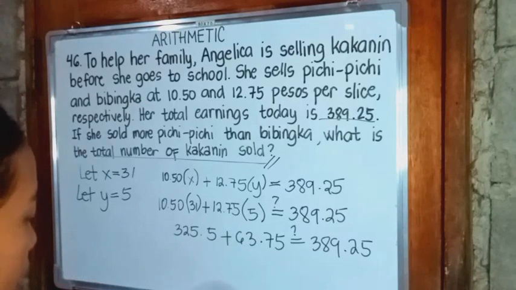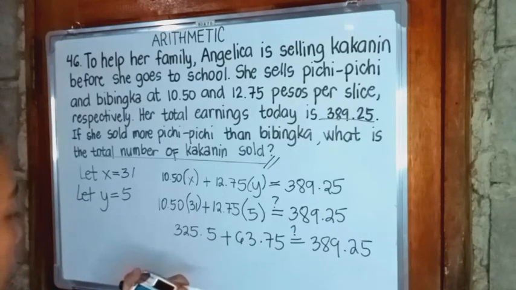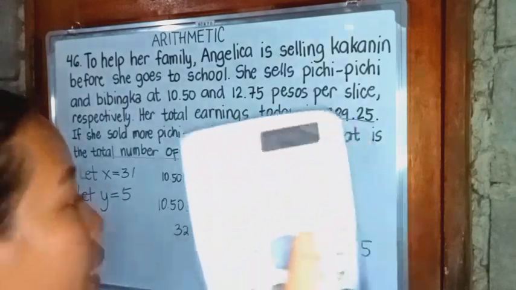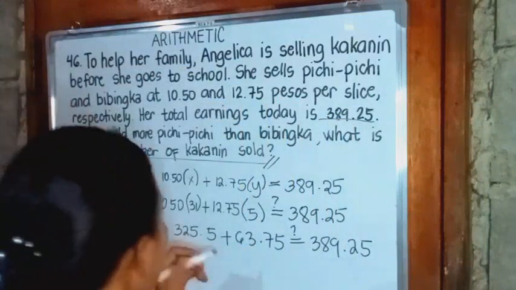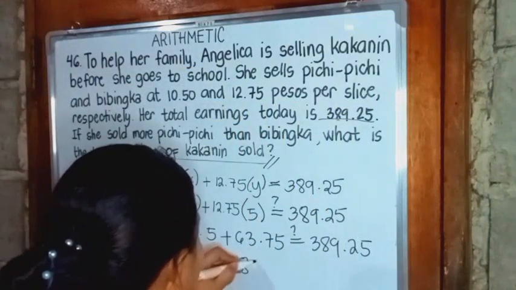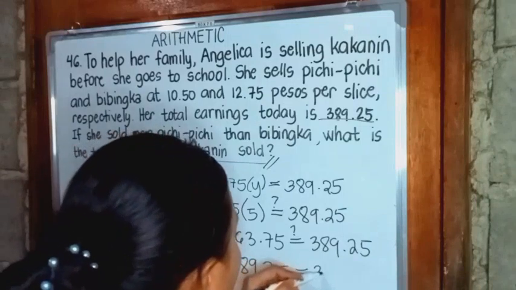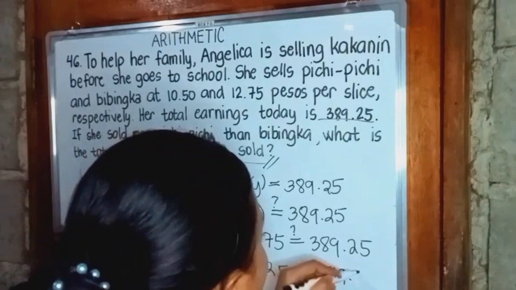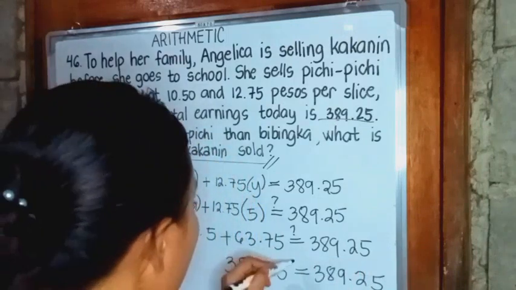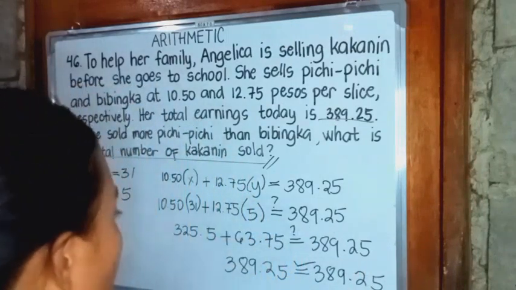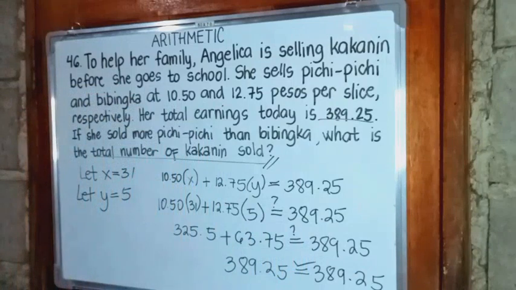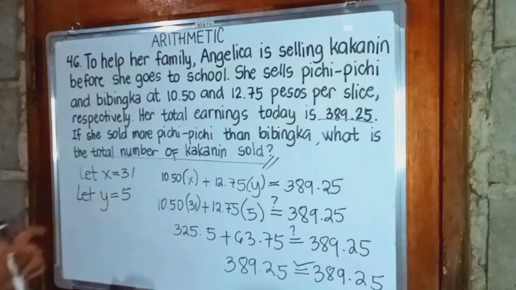Okay. Add 325.5 plus 63.75. That is 389.25. 389.25 is equal to 389.25. Therefore, our answer is correct. The value of x is 31 and the value of y is 5.